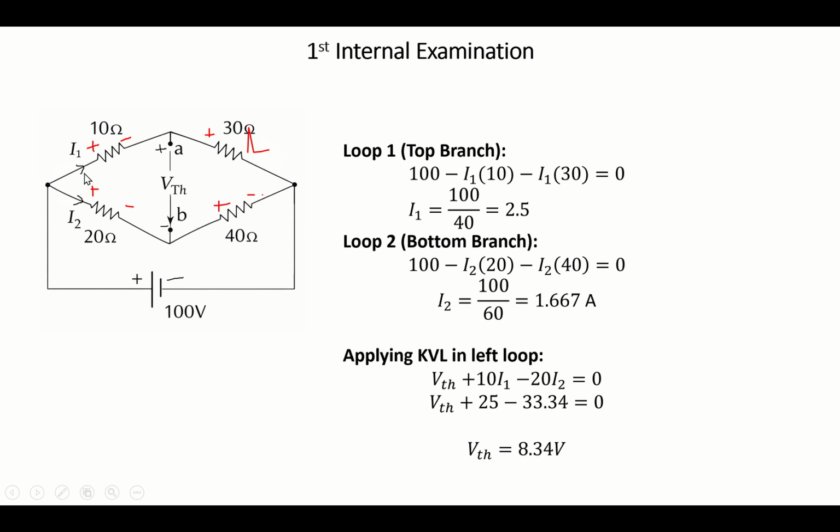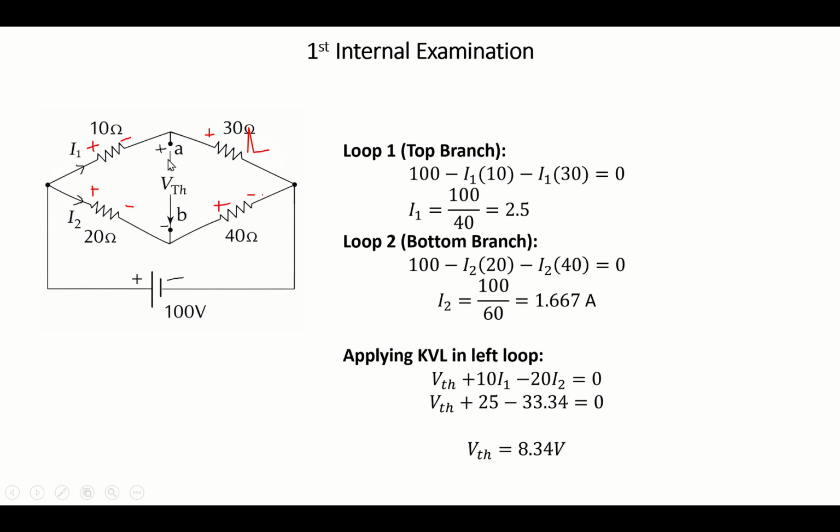So again we apply KVL to this. So this is minus to plus 100 volts, and plus to minus I1 10, then plus to minus is minus I1 30, which is equal to 0, and then we get I1 as 2.5 amperes. And in the bottom branch we have current simply I2, which flows through 20 and 40 ohms resistor. So if we apply KVL to this loop in which we have bottom branch, we have minus to plus as 100, minus I2 20 minus I2 40 equal to 0, which gives us I2 equal to 1.667 amperes.